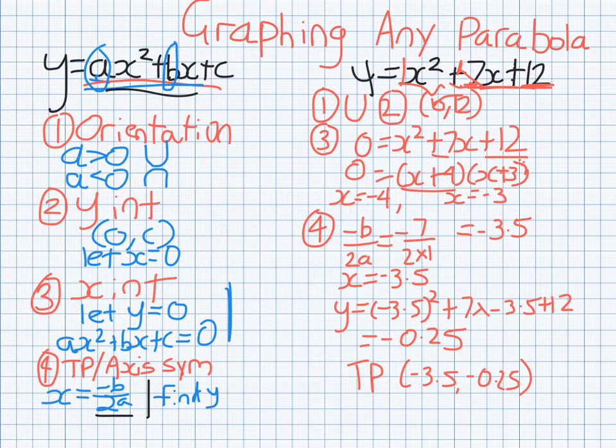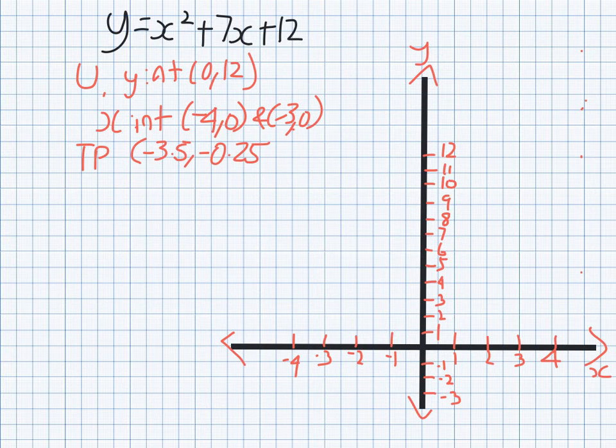Okay? So what I'm going to do is go to a new slide, and I'm going to plot all of these features, and then we will have the graph. So please pause and copy this down if you need. What I've done here for you is I've listed all the features that we found on the previous slide and also drawn up a Cartesian plane. So now we're just going to plot all these features, and it doesn't matter particularly the order in which the things are graphed. So let's start off with the y-intercept.